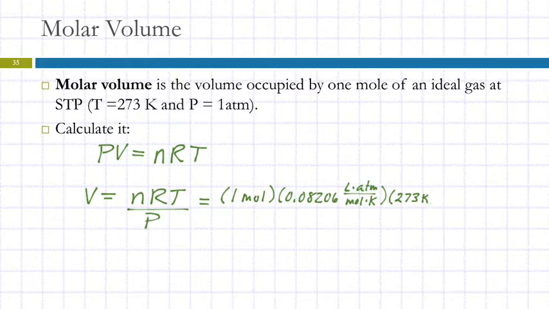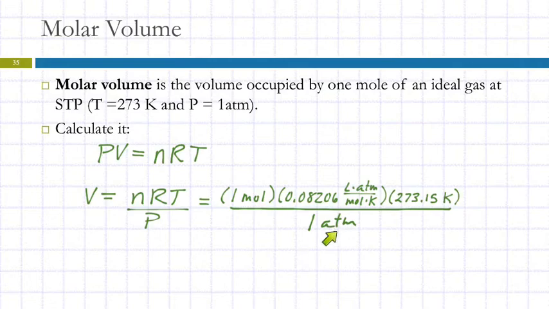I just can't do that. It's 273.15 Kelvin. This bugs me. And the pressure is 1 atmosphere. This 1 mole is exact. This 1 atmosphere is exact. And the 273.15 Kelvin is, well, 5 sig figs.